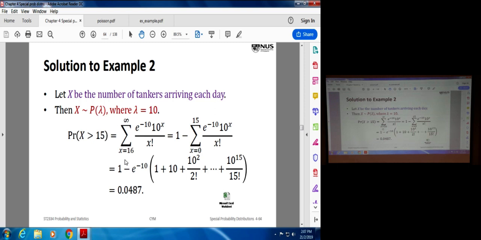So this is, of course, the sum from x is 16 to infinity of this Poisson distribution. It's the same as computing 1 minus the probability that there are 15 or less, which is the sum from x is 0 to 15. This one's a little less tedious to compute than the first. So this value is just 1 minus, with e to the minus 10 coming out, the sum of 10 to the x over x factorial from x is 0 to 15, and you add the numbers together. And so the probability of turning away a tanker is around 0.0487.